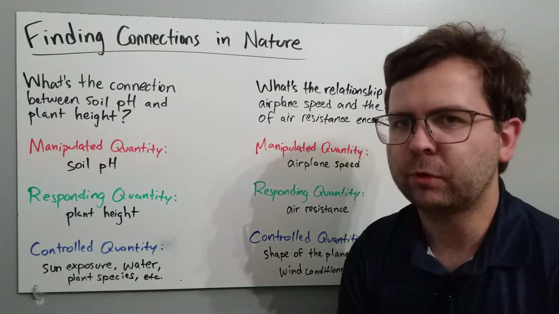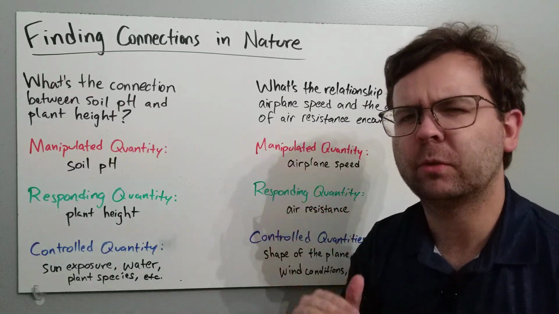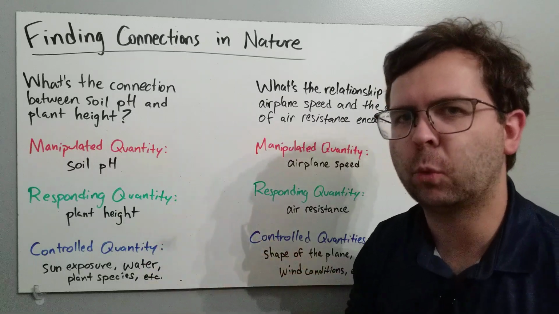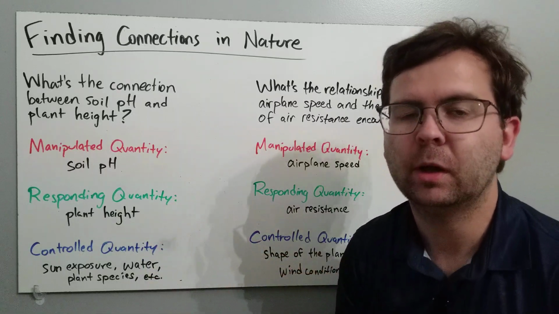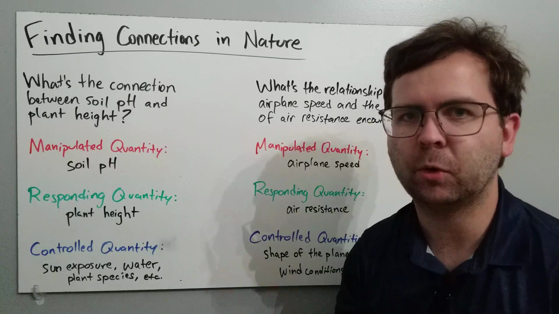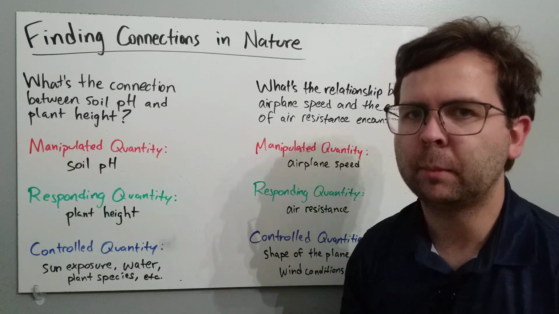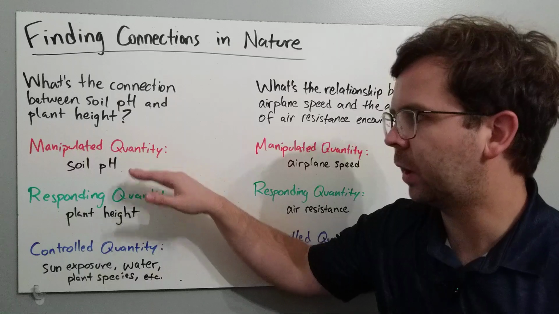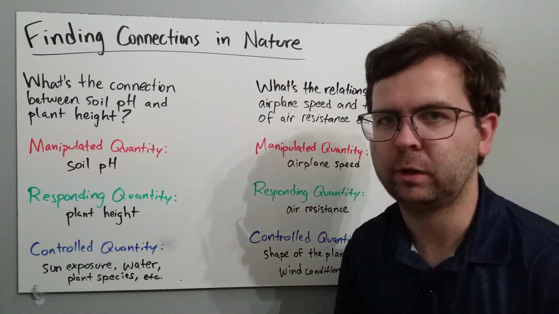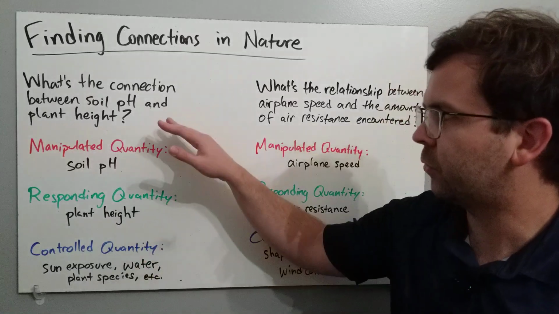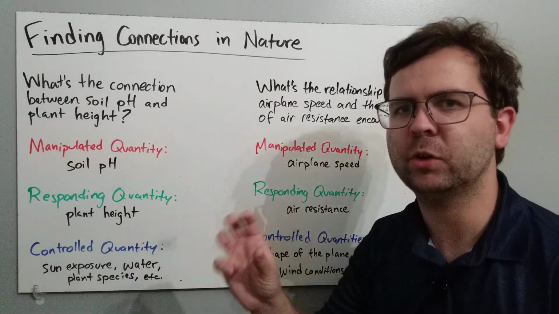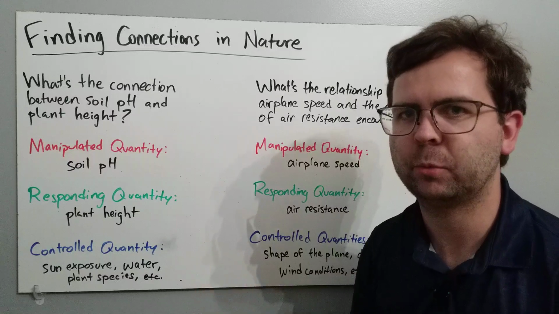In physics, we break apart scientific experiments in terms of three different types of quantities that you're going to be measuring in an experiment. Sometimes these are called the independent variable and dependent variable, but I'm going to call them manipulated quantity, responding quantity, and the controlled quantity or quantities. So for the first example here, soil pH is going to be our manipulated quantity. It's the thing that we can change or manipulate in the experiment.